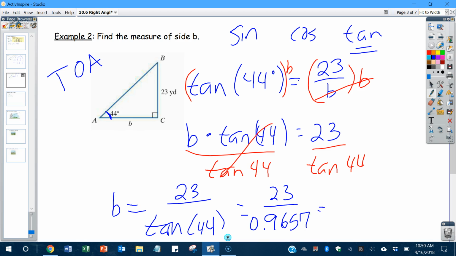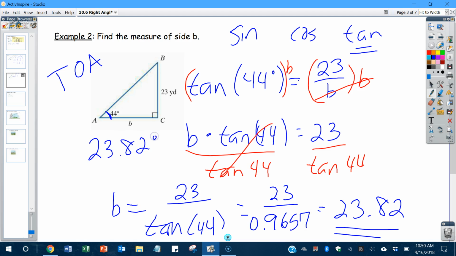Then I could do 23 in my calculator over the tangent of 44, and I get 23.82 as my length of B. So that's what this is, 23.82. That's not degrees, that's yards. So again, what I did was I started with my TOA, tangent equals opposite over adjacent, and that gave me my variable, and then I had to solve for my variable, which got me here, and I used my calculator to finish the job.